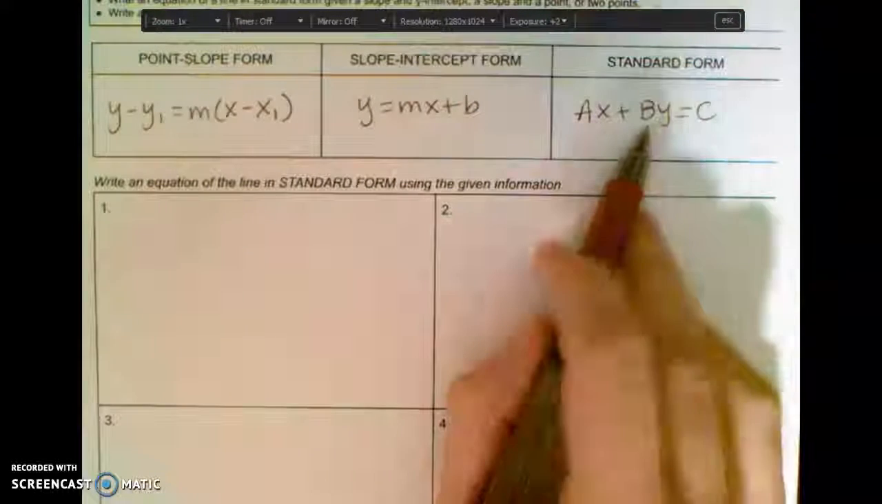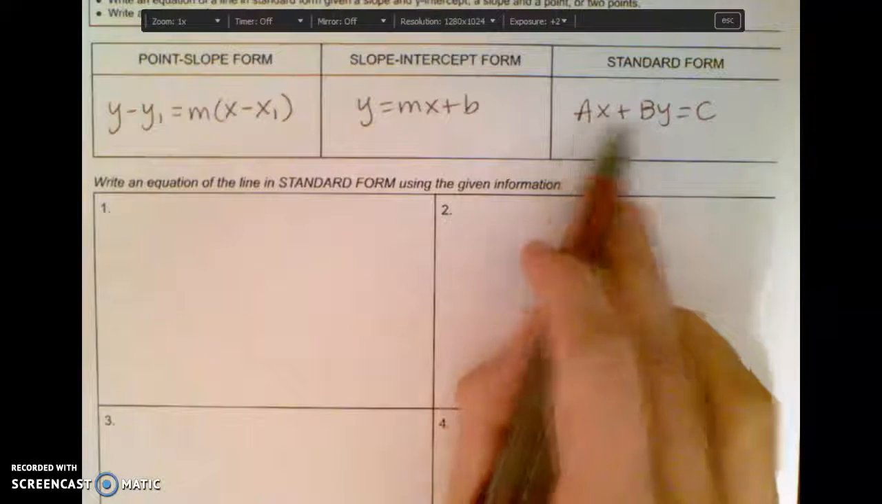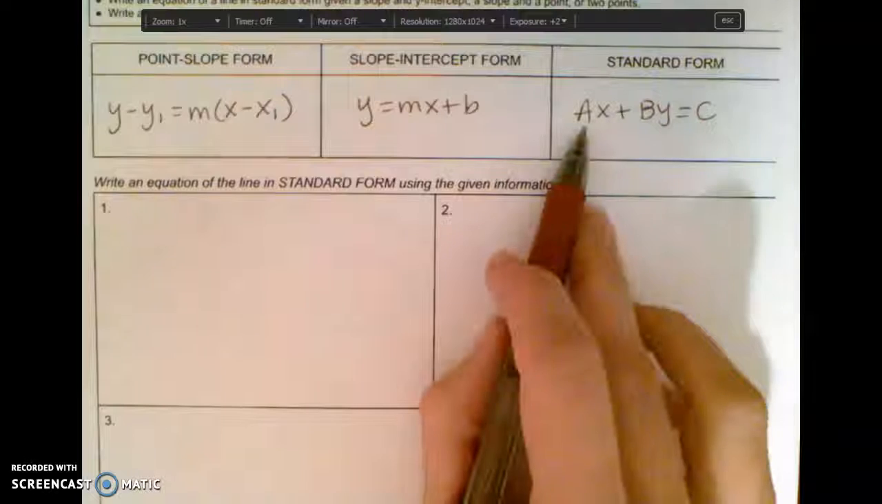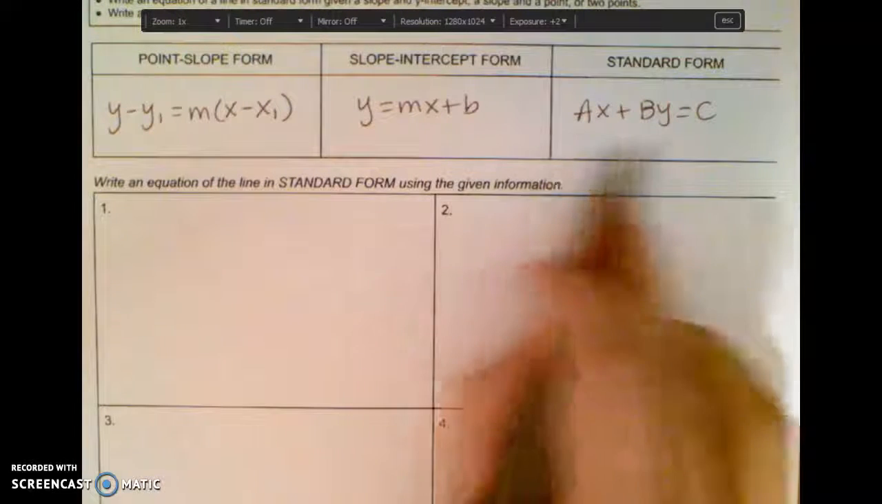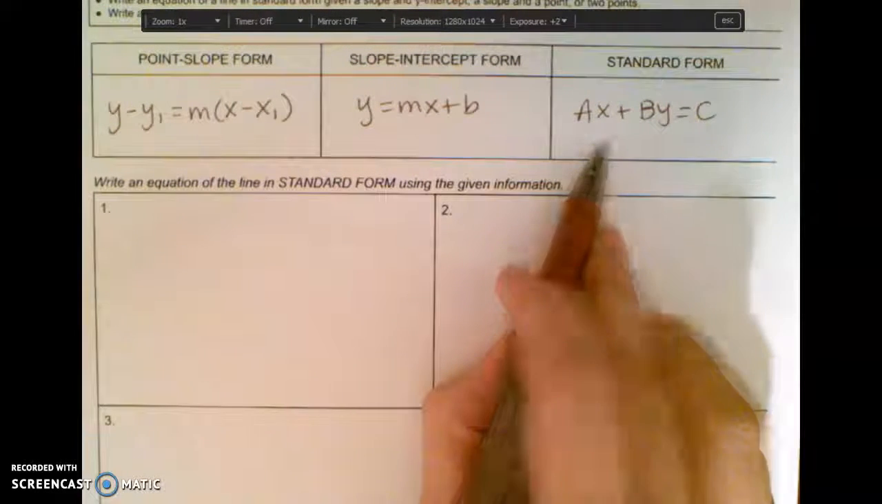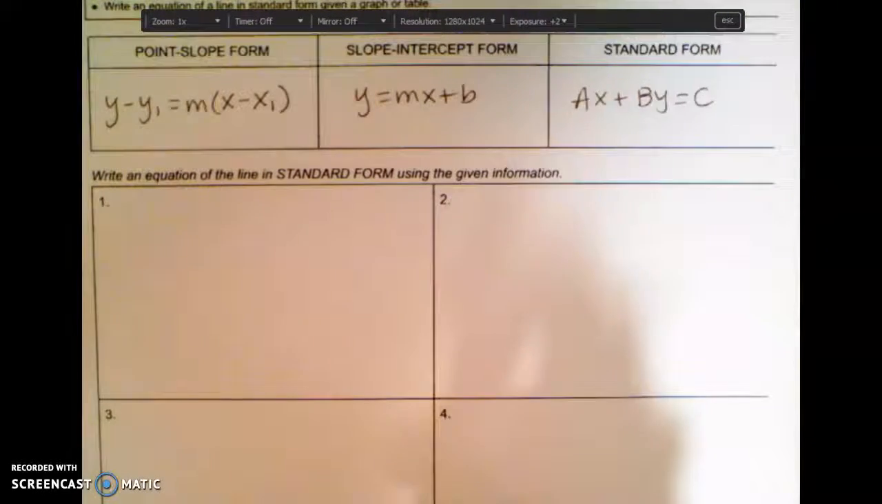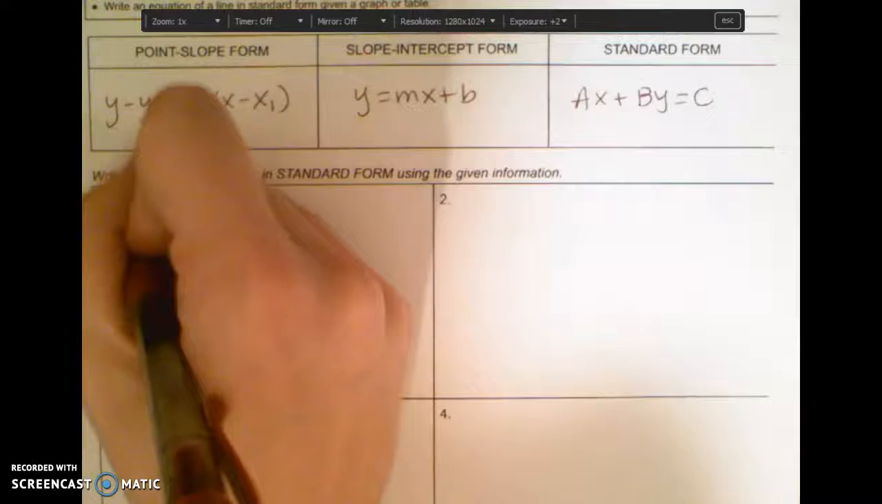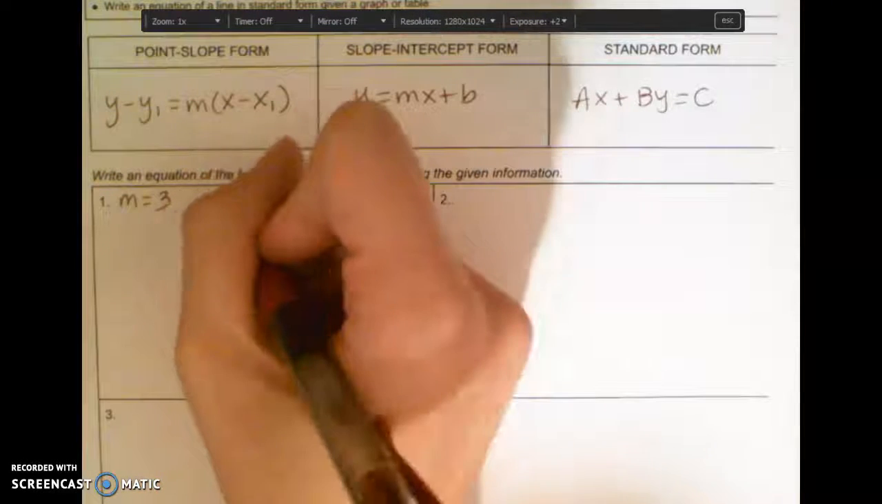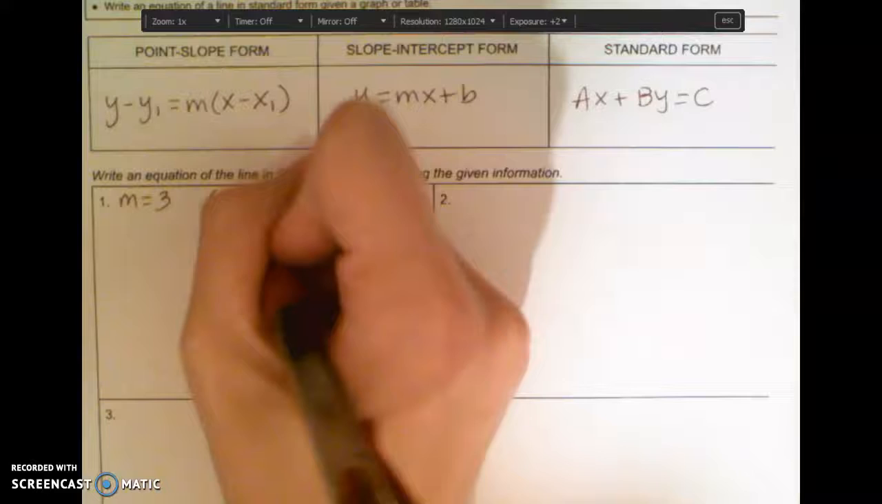Don't forget the rules about standard form. X and y have to be on the same side. A has to be positive, and we can't have any fractions or any decimals. So all of those have to be true. So let's start writing equations in standard form. We have a slope of 3 for number 1 and a point (1, 4).